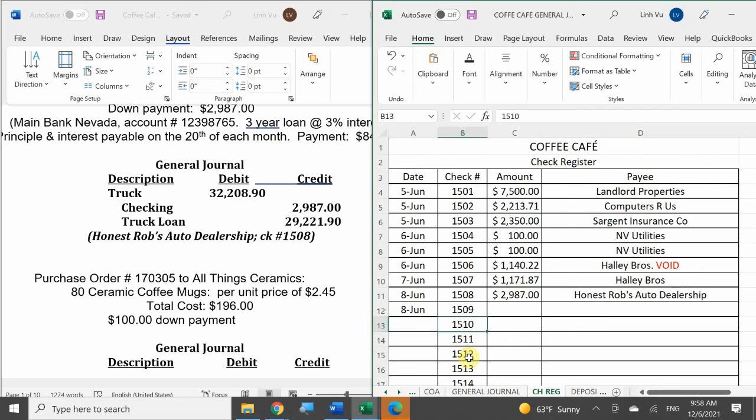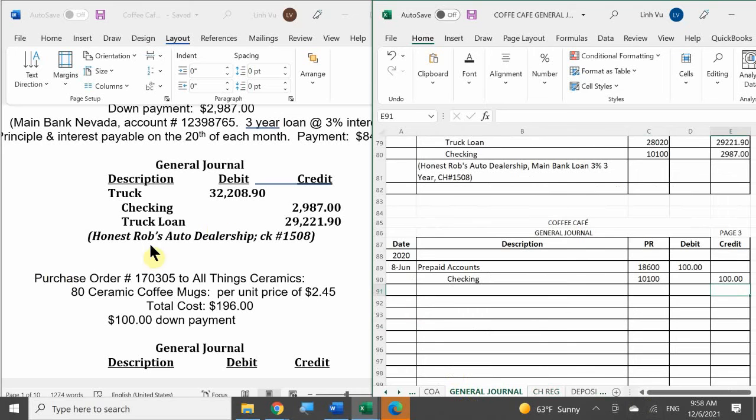and we are making a $100 payment to All Things Ceramics. Okay. So then 1509 is our check number. Okay. We have our purchase order number right here.